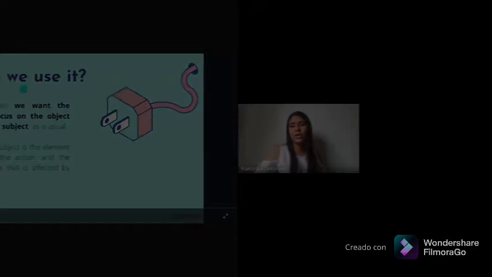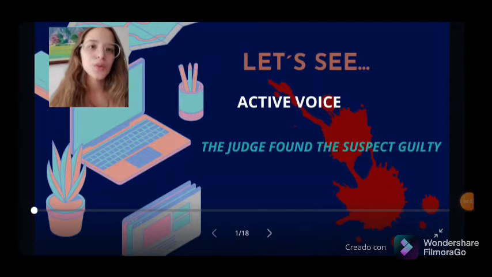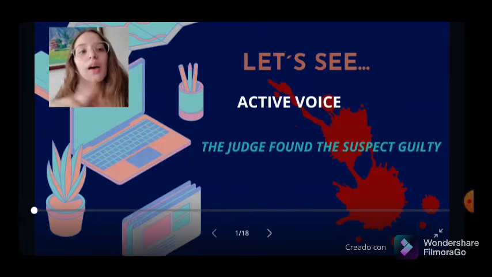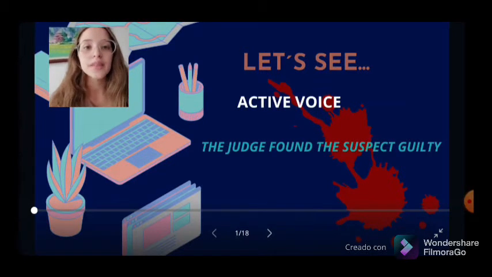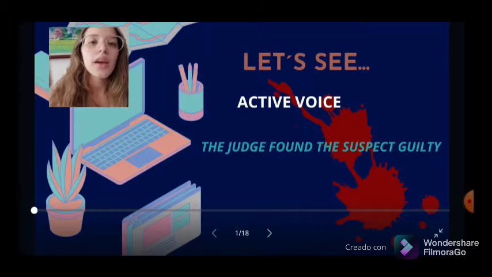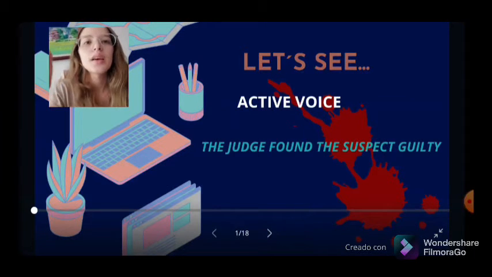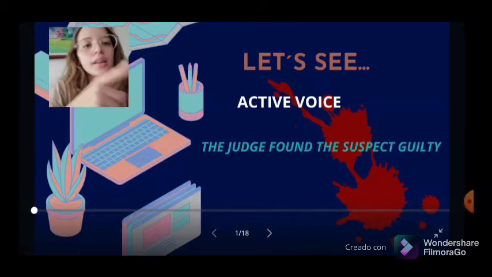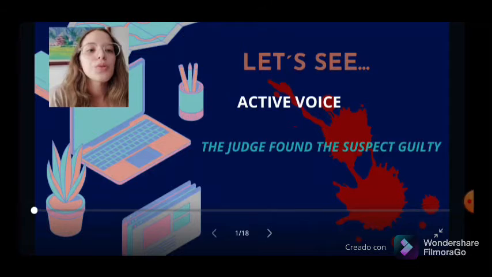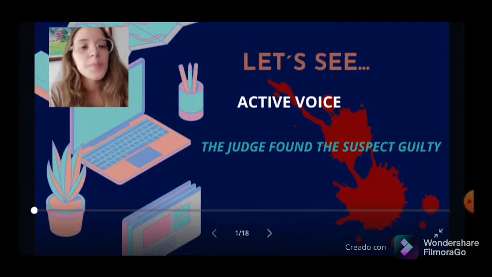Hello, my name is Verónica Méndez, and today I'm going to explain to you how to make a passive voice sentence. First, you can take any sentence and see the form. In this case, we have this sentence: The judge found the suspect guilty.